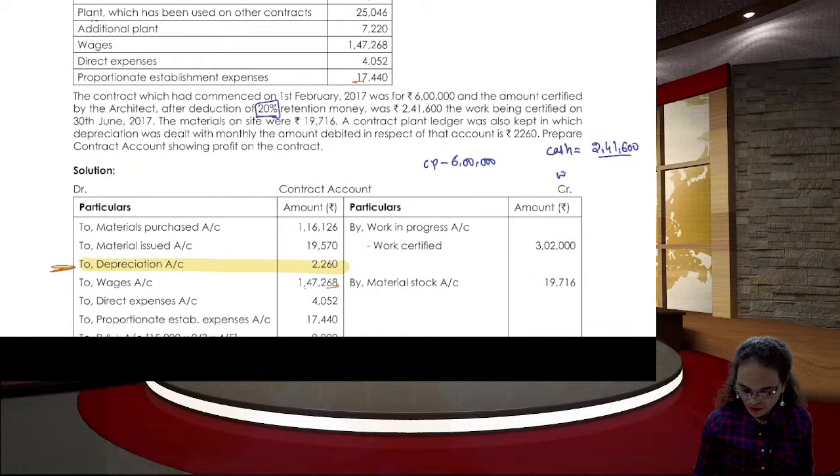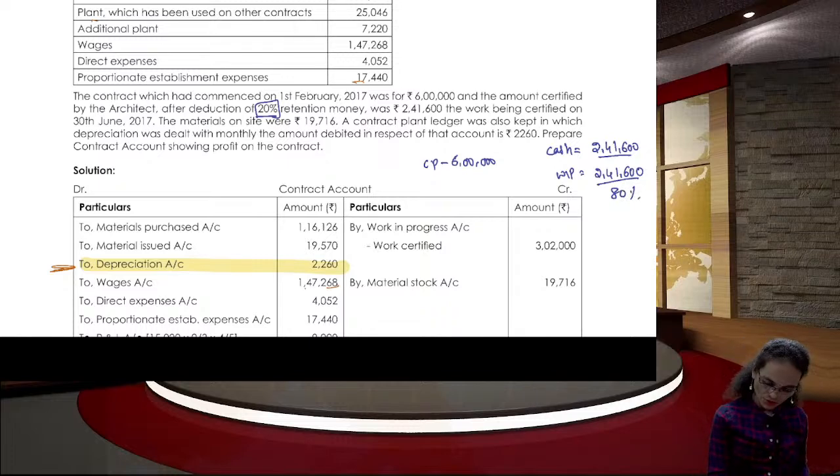So the work in progress, I can say, is 2,41,600 divided by 80%, because 20% was retention money which they kept. So 2,41,600 divided by 80% is 3,02,000 rupees. 3,02,000 rupees is the work in progress. Next one.